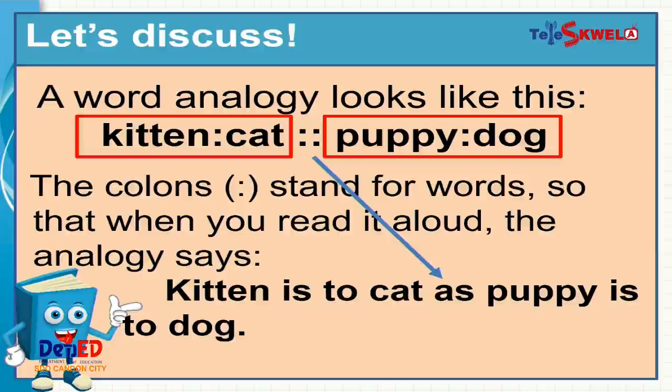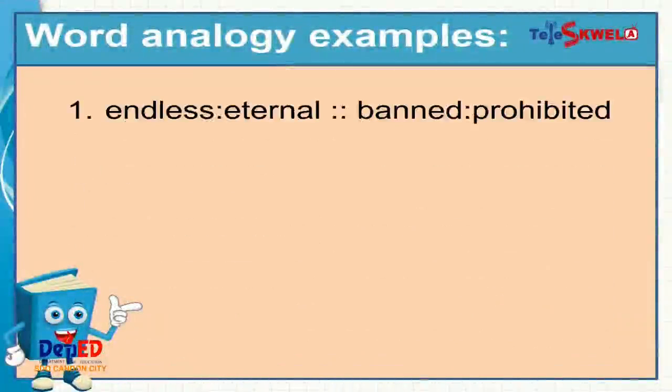In this case, we would say that kitten is a young cat as puppy is a young dog. In this example, the relationship described is between young and adult animals. Let's have more examples. Let's have the first set of words. Endless is to eternal, as banned is to prohibited. Endless and eternal are synonyms, or words that have the same meaning, just like the words banned and prohibited. So, the sets of words are synonymous.